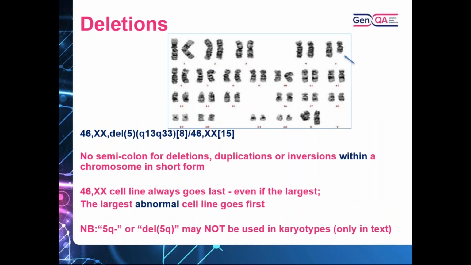The deletions. There is no semicolon used for deletions, duplications, or inversions within a chromosome in the short form. As I already mentioned for mosaics, I keep saying this because it's quite a common error that is made, that the 46,XX cell line always goes last, even if it's the largest, and the largest abnormal cell line goes first.